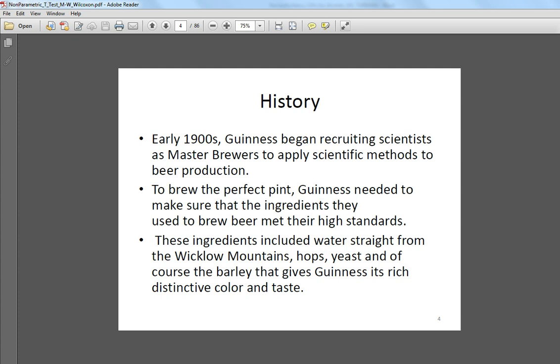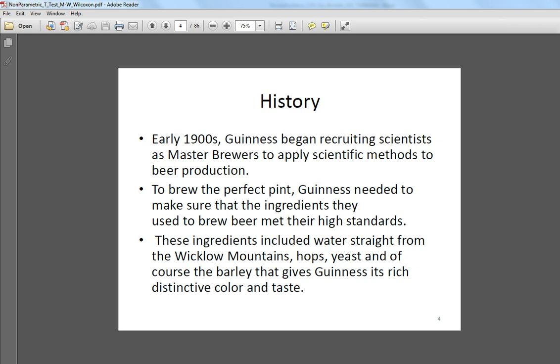So Guinness began recruiting scientists as master brewers to apply scientific methods to beer production. They wanted to have a competitive edge. In Europe, beer making, especially the Germans and also the Czechs and almost every country in Europe, they love to make beers. And so the competition is very, very stiff. And so Guinness decided to recruit scientists as master brewers, and they really wanted scientific methods to monitor how productive they were, to monitor whether the standards of brewing beers were met, and they put all their ingredients into writing, just like any scientific studies. Everything has to be documented.